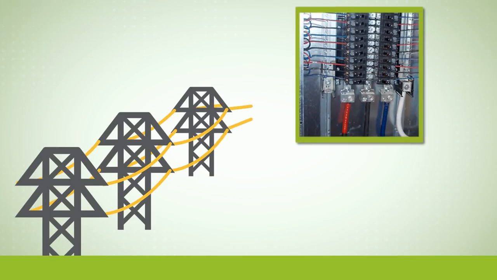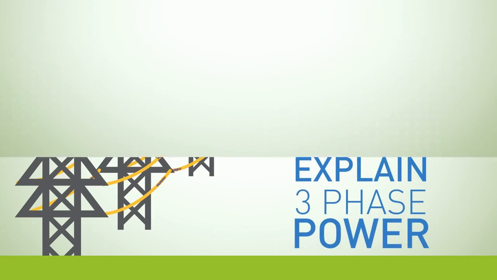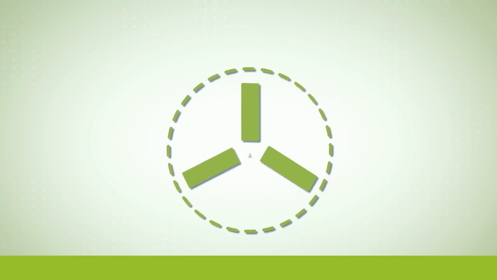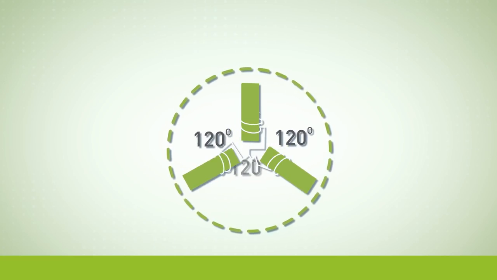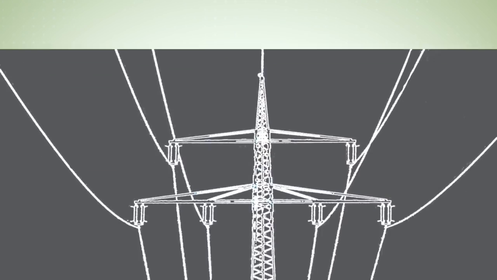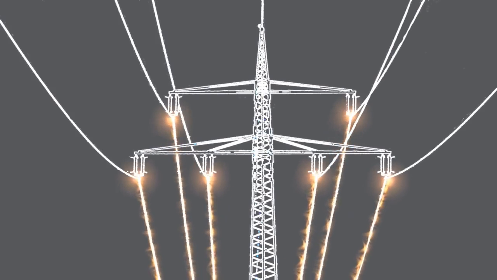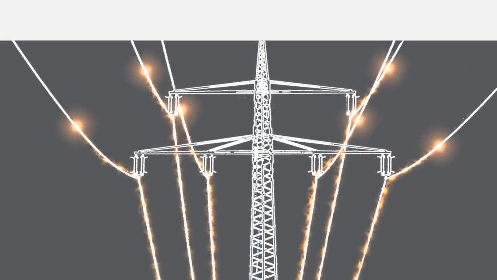Welcome to this animated video that will quickly explain three-phase power. I'll also explain the mystery behind why three power lines are 120 degrees apart, because that's a crucial piece to understanding three-phase power. The power that enters a data center is usually three-phase AC power, which means three-phase alternating current power. Let's look at a simplified example of how three-phase power is generated.